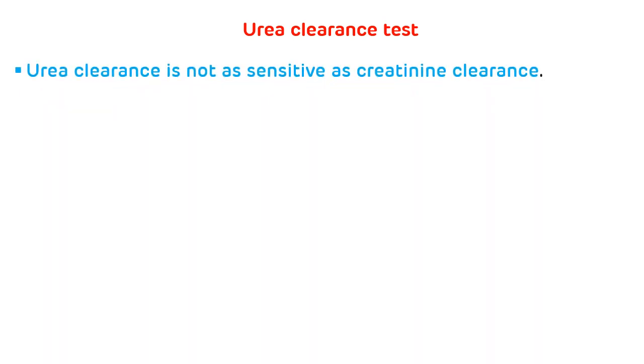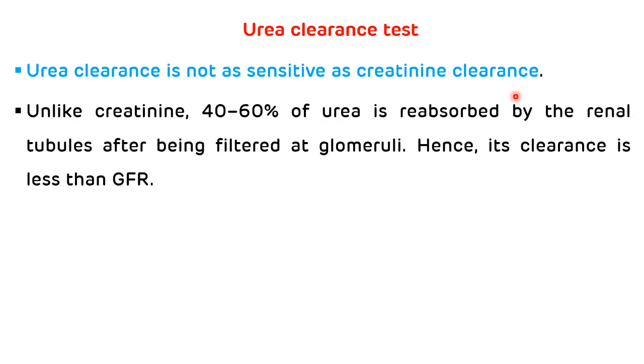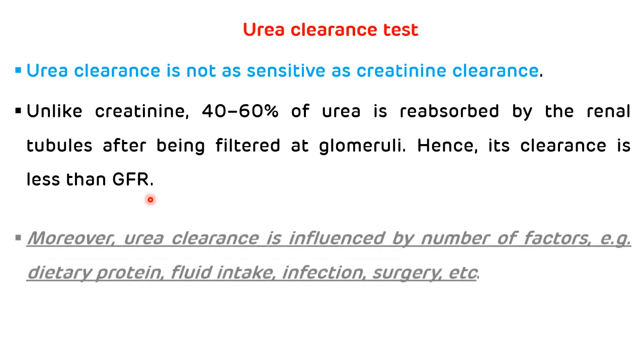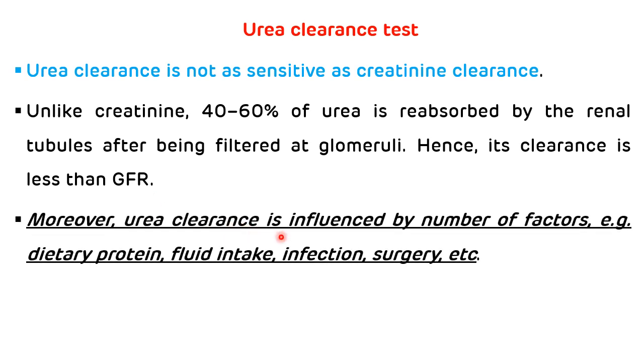Now the second clearance test is urea clearance test. Urea clearance test is not as sensitive as creatinine clearance. Unlike creatinine, 40 to 60% of urea is reabsorbed by renal tubules after being filtered at the glomeruli. Hence, its clearance is less than GFR. That's why it is not as sensitive as creatinine clearance. Moreover, urea clearance is influenced by a number of factors like dietary protein, fluid intake, infection, and surgery.